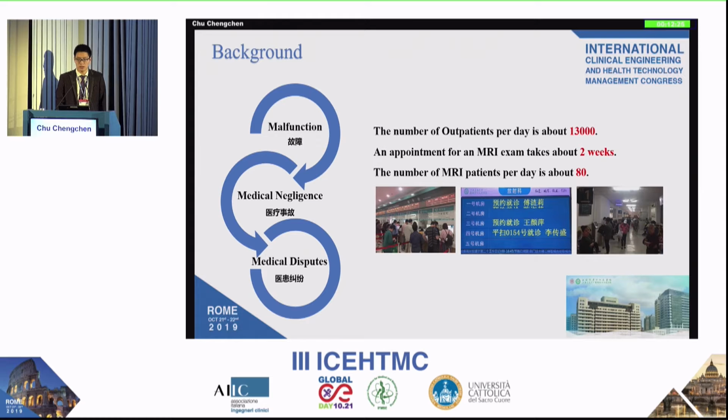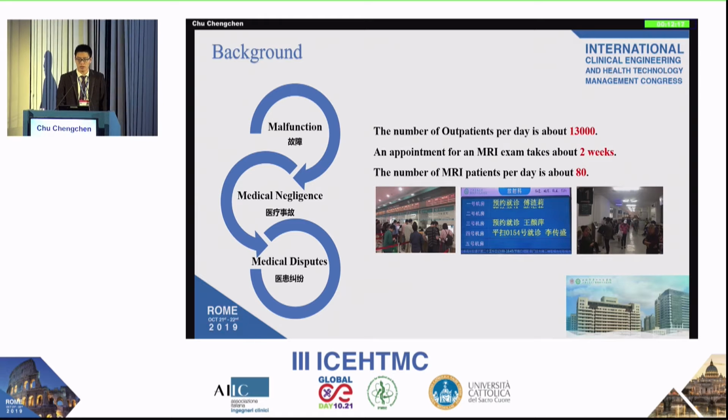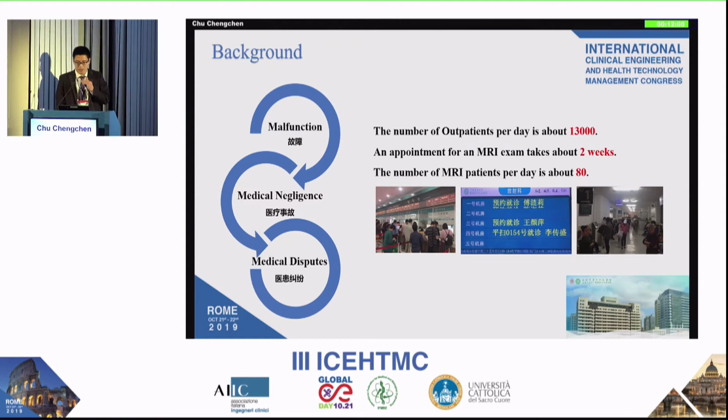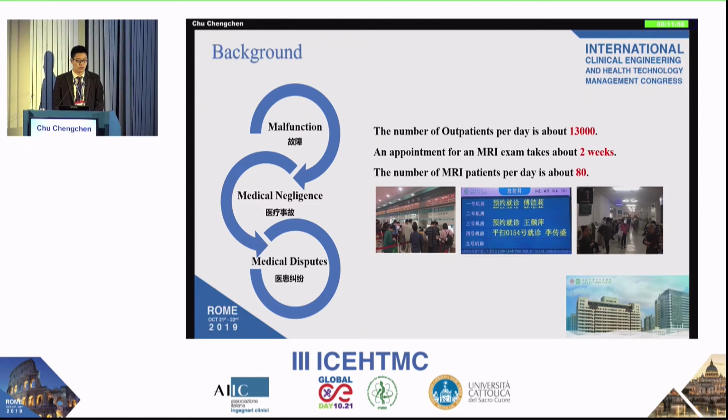In our hospital, the number of patients per day is about 13,000. Our appointment for MRI exams takes about 2 weeks. The number of MRI patients per day is about 80. These numbers suggest that the proper functioning of the medical device is important for the patients. If the medical device malfunctions, that will lead to medical negligence or medical disputes.